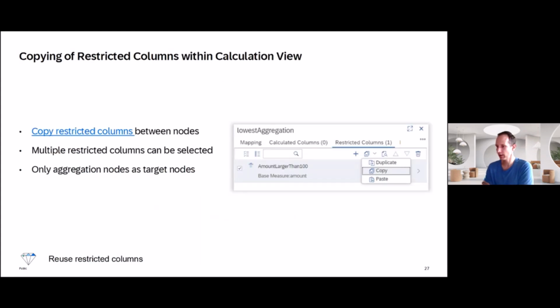And the last one that I just want to briefly talk about is the option to copy restricted columns. So if you want to move a restricted column from a certain node to another node, we offer now also for these types of columns an option to copy and to paste. Obviously, restricted columns can only be pasted into aggregation nodes because that's where restricted columns can be defined.